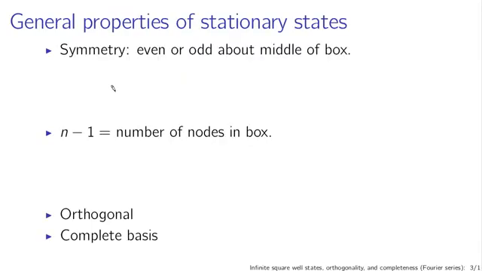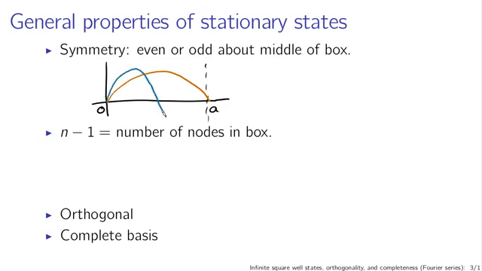The potential being an even function about the middle of the box. If I draw a coordinate system here, going between 0 and a, either the wave functions have a maximum, or they have a 0 at the middle of the box. So for n equals 1, we have a maximum. For n equals 2, we have a 0. And this pattern continues. The number of nodes is another property that we can think about.